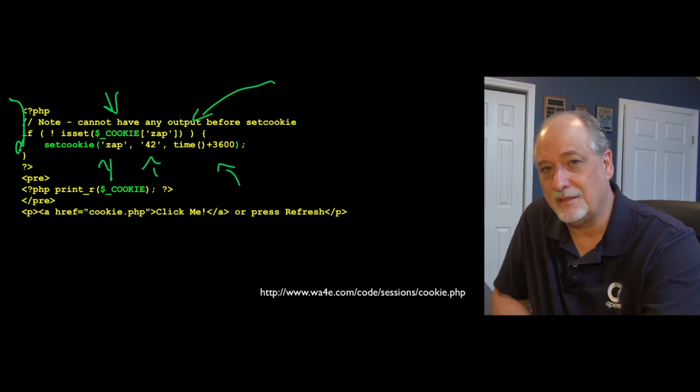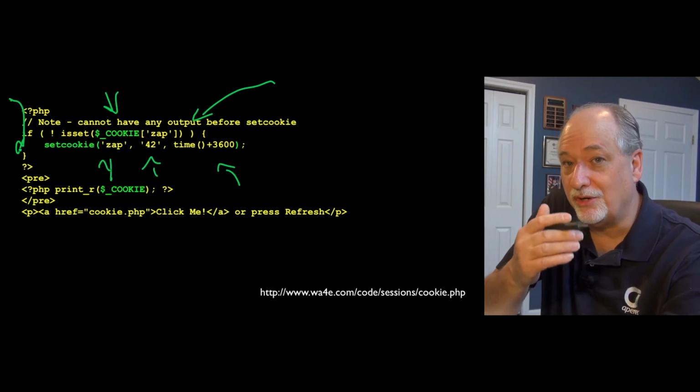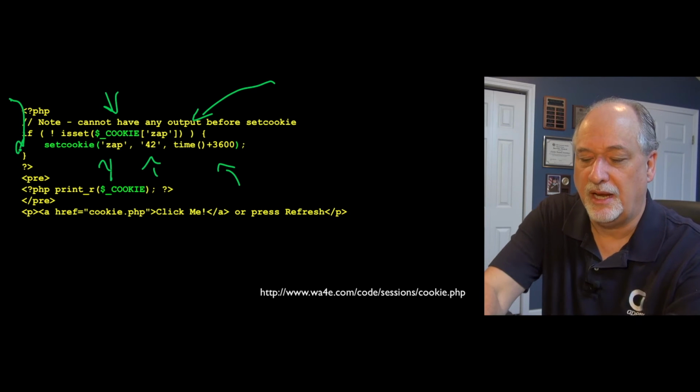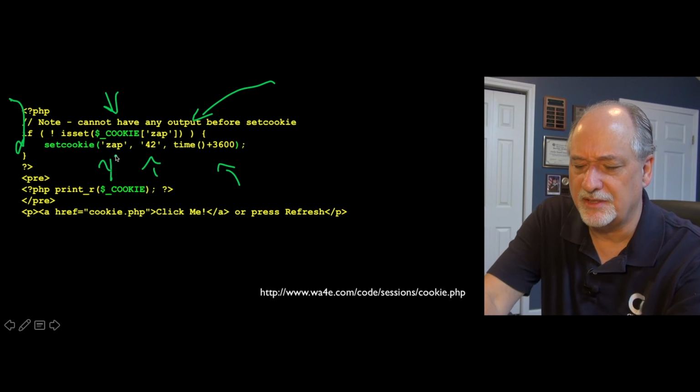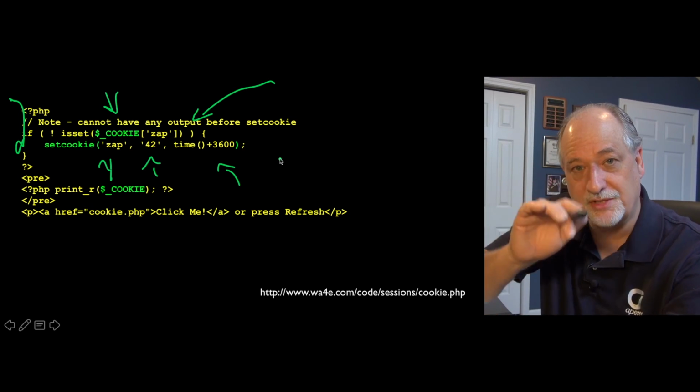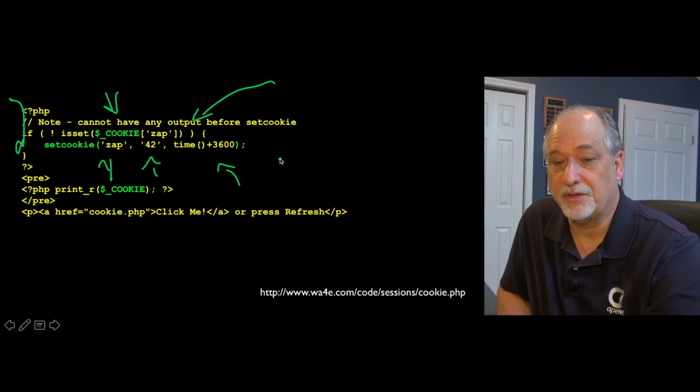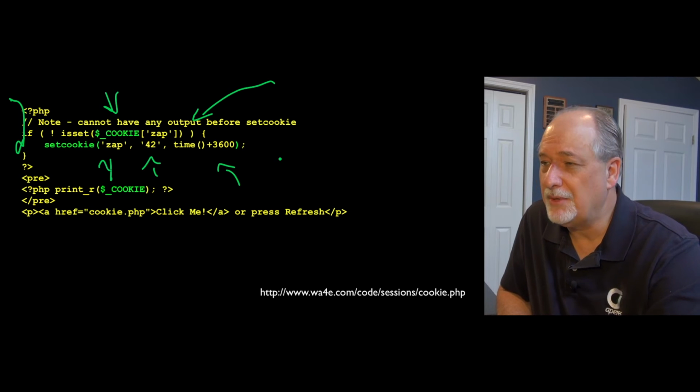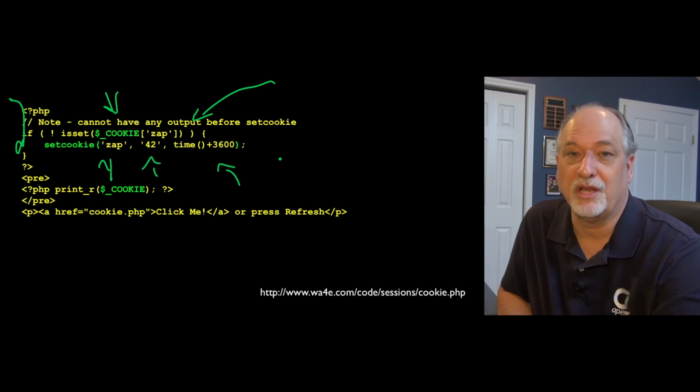If it didn't, then we're going to send a cookie back on the response. This is like saying Zap equals 42, and then sending that out to the browser. So it's like they're an associative array or a dictionary of cookies or whatever. And there's limits on how many cookies you can have and how big they can be. And as long as you're reasonable, you're not going to get into trouble.